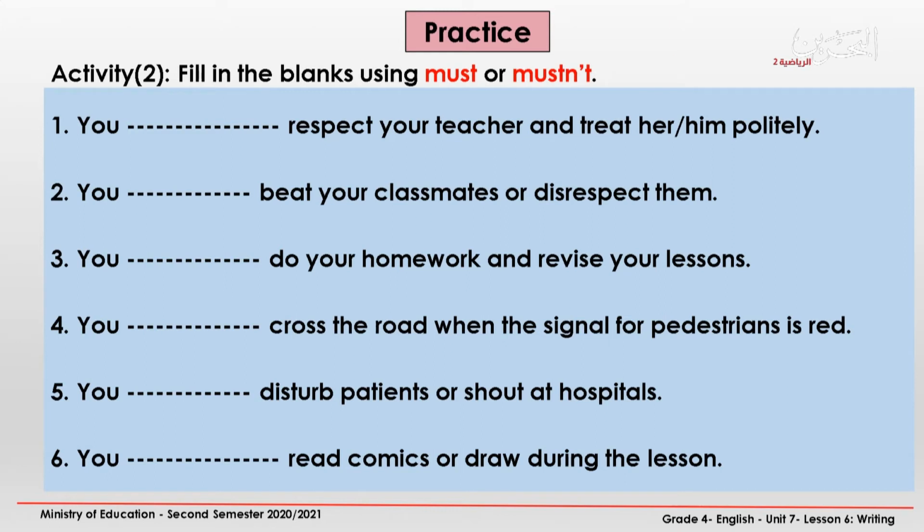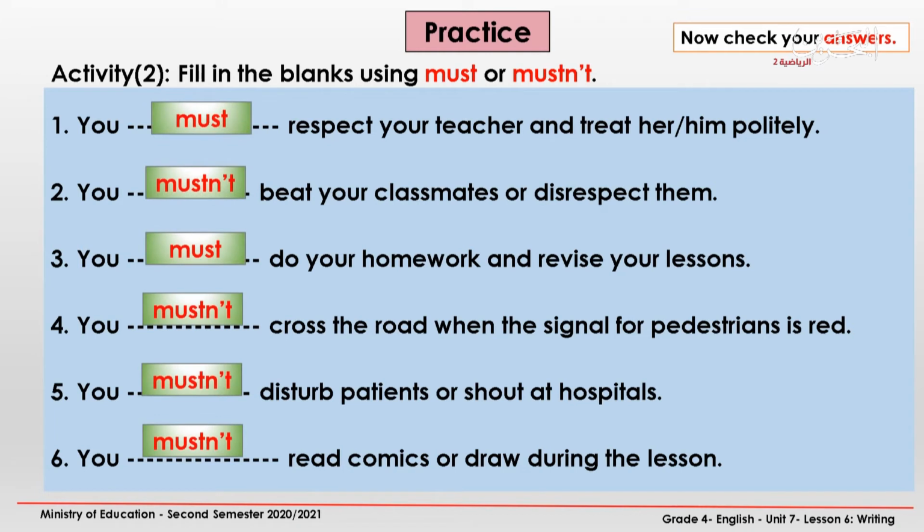And now, check your answers. Number 1, you must respect your teacher and treat him politely. You mustn't beat your classmates or disrespect them. You must do your homework and revise your lessons. You mustn't cross the road when the signal for pedestrians is red. You mustn't disturb patients or shout at hospitals. You mustn't read comics or draw during the lesson.